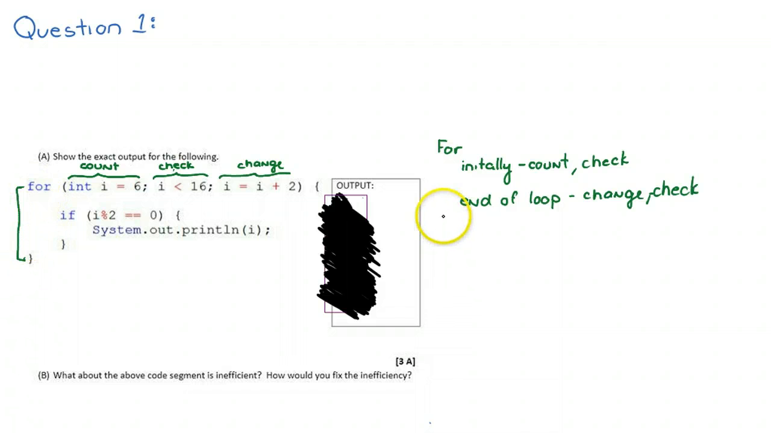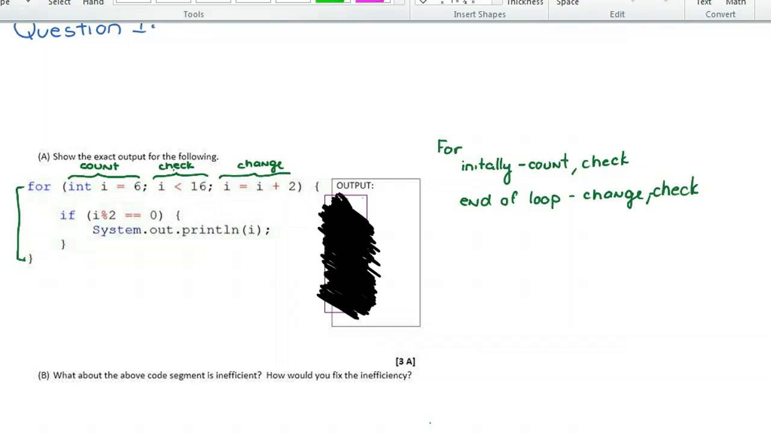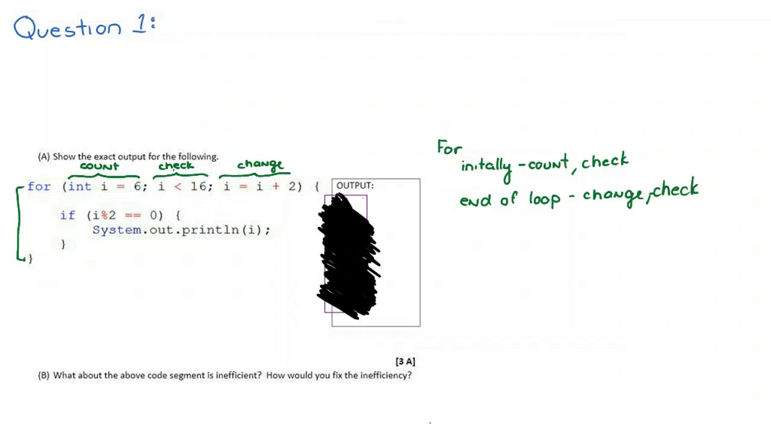I'm going to write a little bit of stuff over here. So I just grab my pen, and the first thing I say is, okay, the count is 6. So initially it's 6. And then I say to myself, is 6 less than 16? Yes. So now I say if I mod 2, well, 6 mod 2 is equivalent to 0. Now that's equal to 0, so therefore that's true. So therefore it prints out I, which is 6. And then we change, so we add 2 to 6, so we get 8.